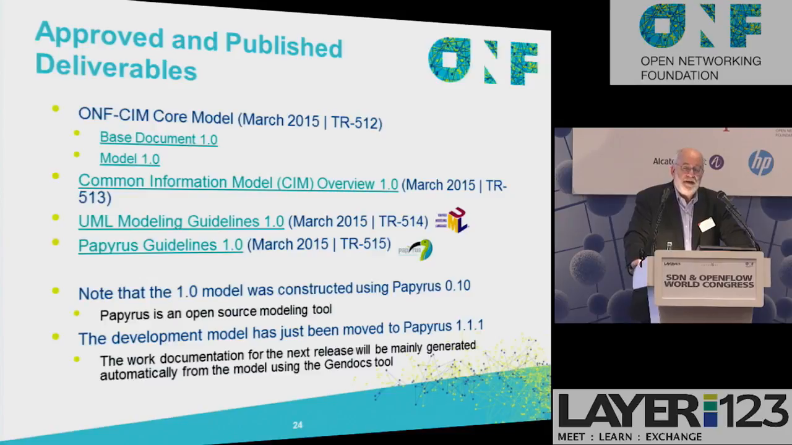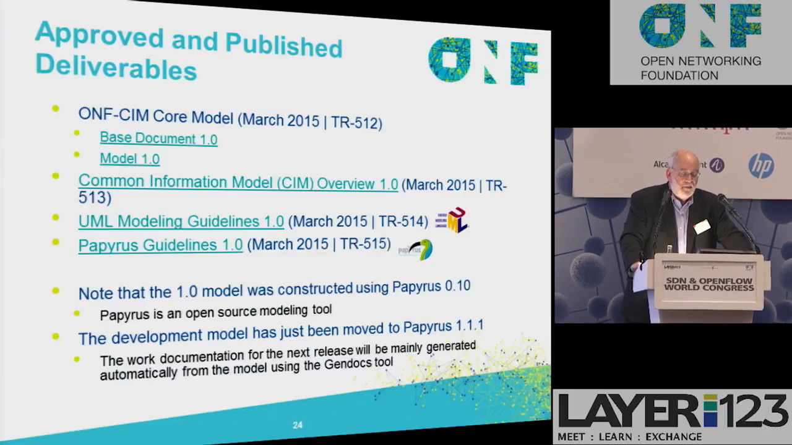We've been working with the Papyrus group on improvements. We're now moving to what's known as Papyrus 1.1.1, which is documented for the next release, which will be mainly generated automatically using the model using a tool known as GenDocs, which can generate documentation from the model automatically based on the information in the model itself.